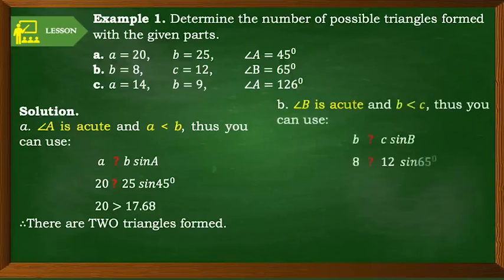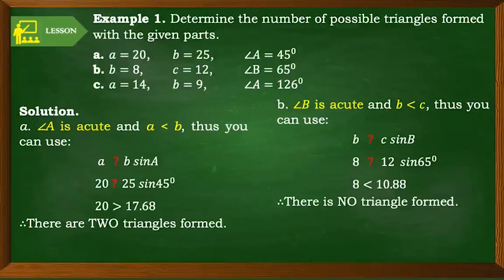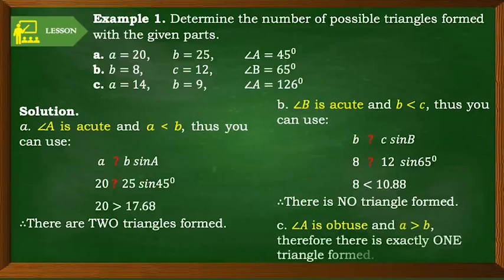For letter B, angle B is an acute angle and b is less than c. Thus, b is compared to c sin B, so we have 8 is less than 10.88. Therefore, there is no triangle formed. And letter C, angle A is obtuse and side a is greater than side b. Therefore, there is exactly one triangle formed. Example 2.